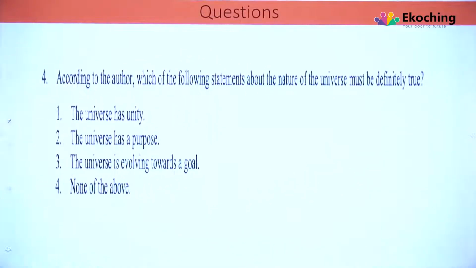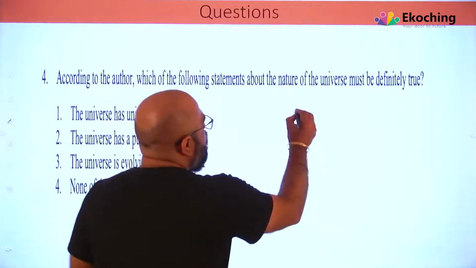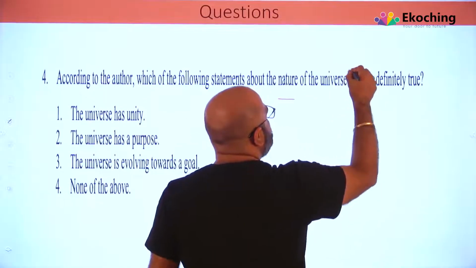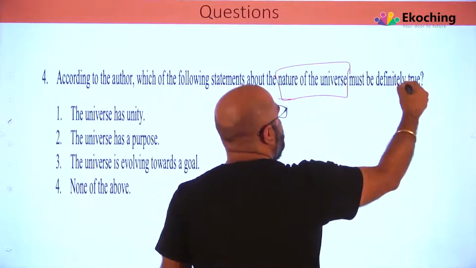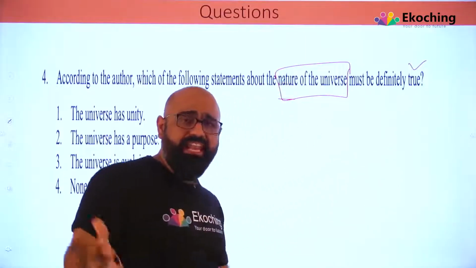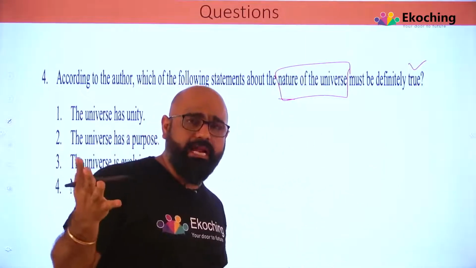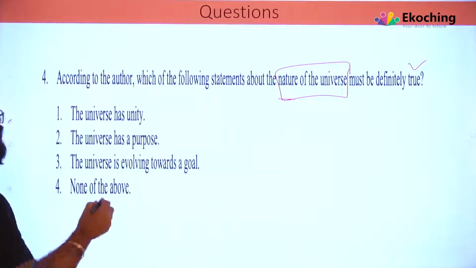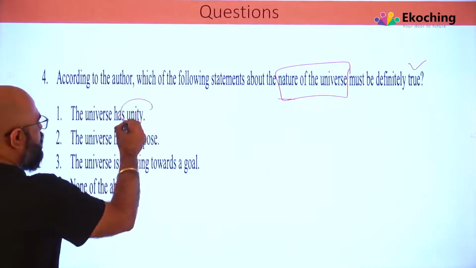The next question is, according to the author, which of the following statements about the nature of the universe must be definitely true? The author has asked for something about the nature of the universe that is definitely true. Very confusing sometimes when you are giving the CAT paper. Okay. The universe has unity.